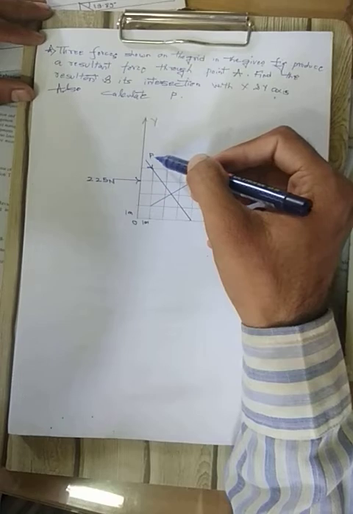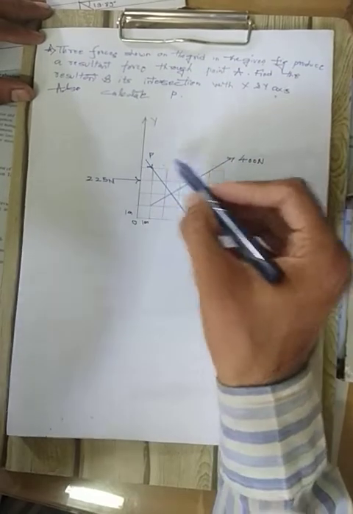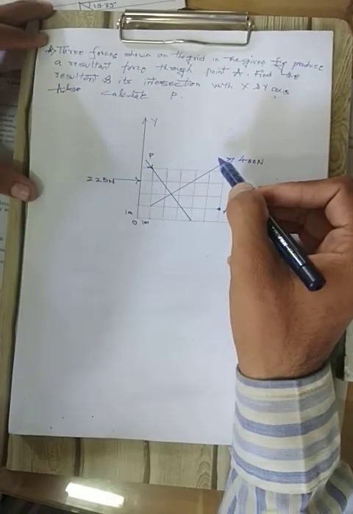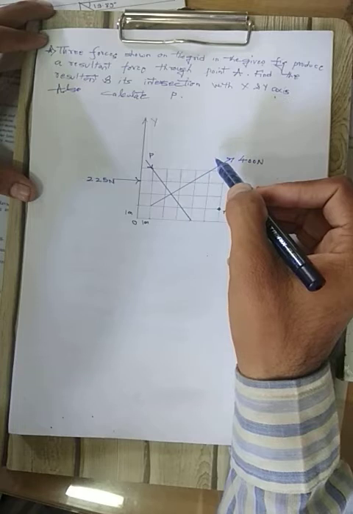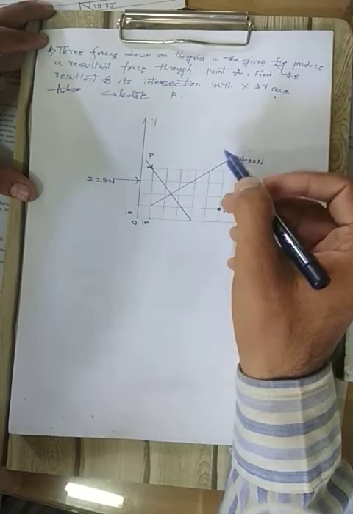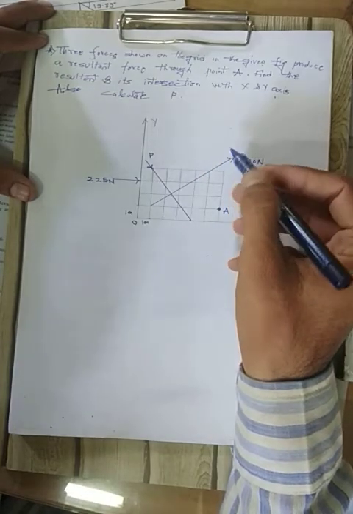First we will find the force P. Why? Because we have to find the resultant, then we have to find theta, the angle made by the resultant, and then we will find the x and y intercepts of that resultant.